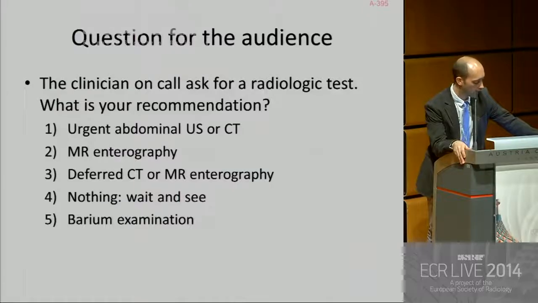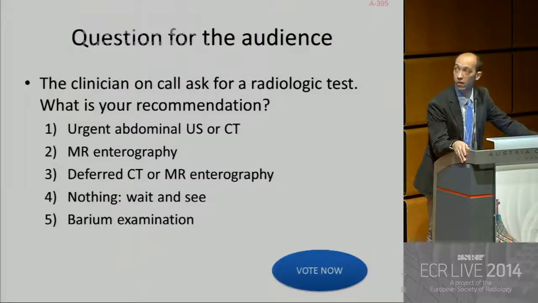This is a young woman: urgent abdominal ultrasound or CT, MR enterography. We defer the CT or MR enterography. We ask to put the patient on the waiting list. Nothing, wait and see. Or barium examination. You can vote now. Okay, so put down what you would do in your individual hospital, not perhaps what you think we want you to say, but what you would actually do, because that would be quite interesting to see how you tend to image these patients in an acute setting.